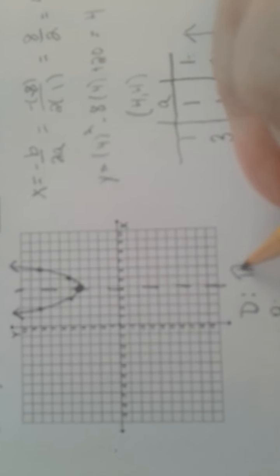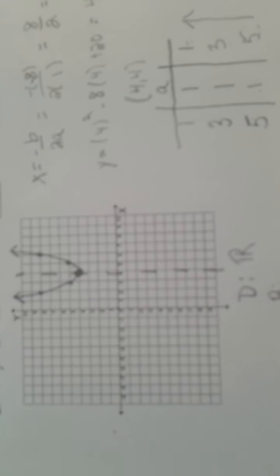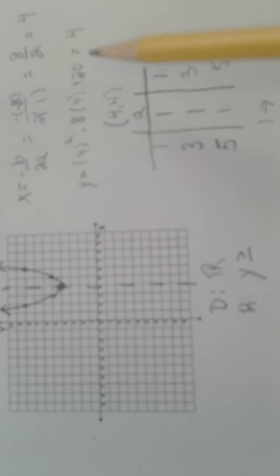Now I want to state the domain and range. So I'm going to write that down here below. I'm going to use D for domain, R for range. Domain is always going to be all real numbers. Always, always, always. Remember, that's our symbol for all real numbers. The range, this opens up, so it's going to be a greater than or equal to. What's the y coordinate of the vertex? That's 4. So the range should be y is greater than or equal to 4.